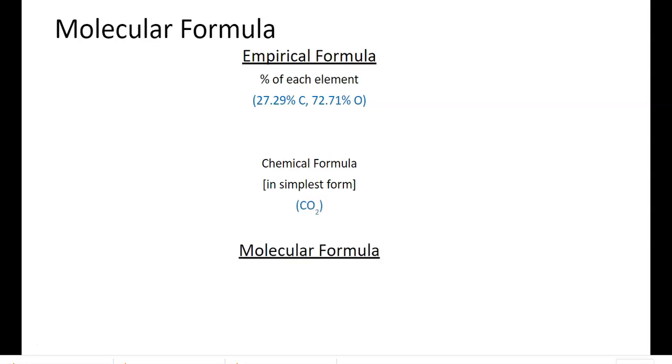Molecular formula is we're taking this empirical formula, okay, so the percent of each element. We have our chemical formula in its simplest form. And now our molecular is a multiple of that. So sometimes we have multiples. So for instance, you can have NO, which is nitrogen monoxide, or you can have NO2, which is nitrogen dioxide. Those are two separate things, and so we can have multiples of that. Okay, it's not the simplest form. Okay, so in this case, it'd be C2O4, which is a real compound.